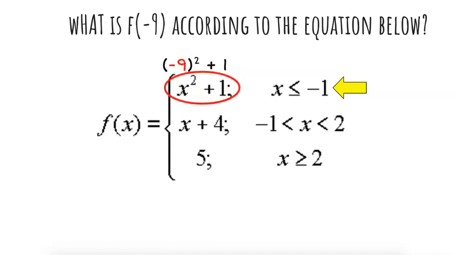We get -9 squared plus 1. After simplifying, we get 82. So f of -9 is 82.